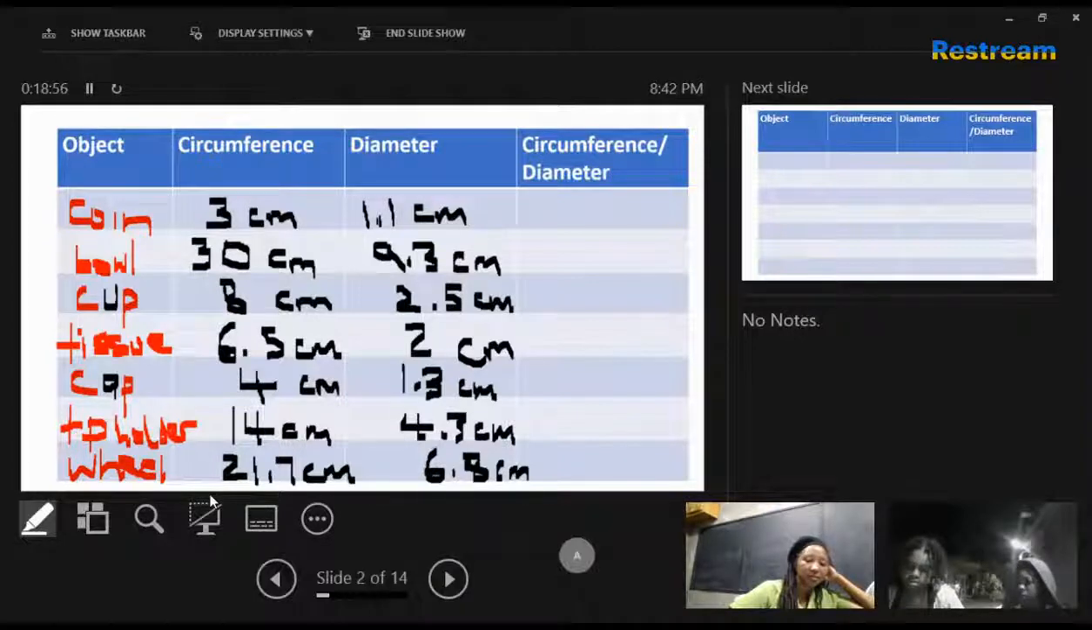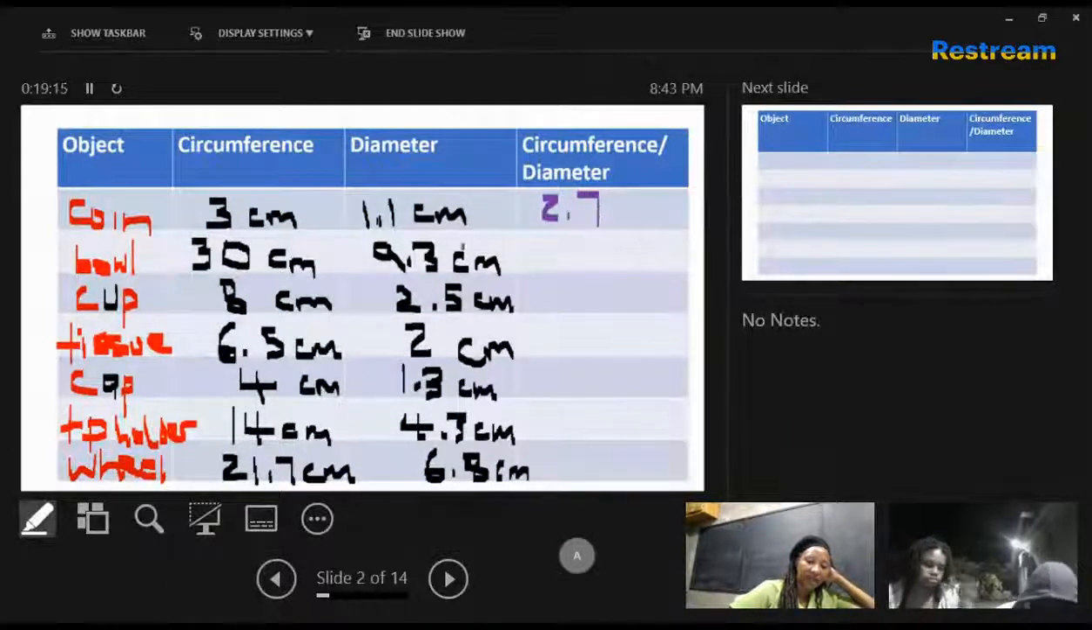Oh, you want your hand? Tell me the answer you get. Divide 3 by 1.1. Okay. 2.7.